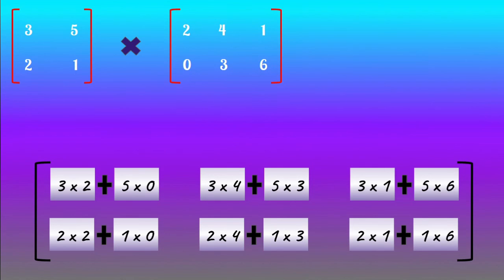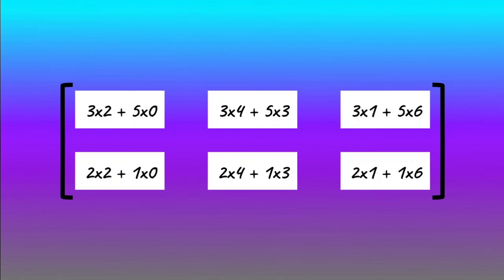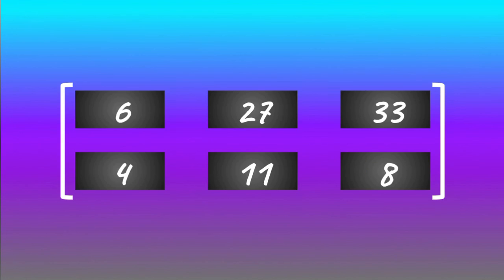We place a plus sign in all these spaces, then perform the necessary operations by multiplying first, then adding up to give our final matrix as this.